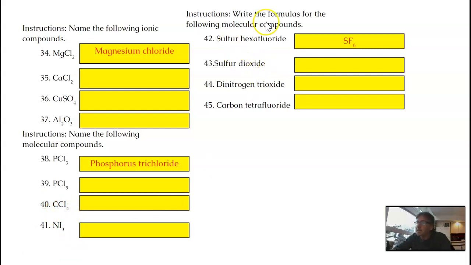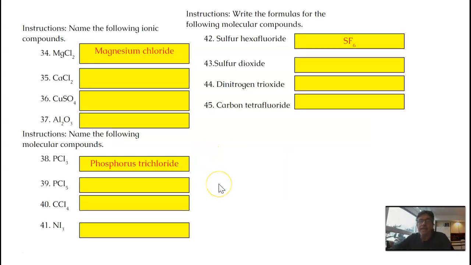And finally, let's try to do some formulas. Well, this doesn't look too bad. This just tells you how many to do. Carbon tetrafluoride would be CF4. What else? Hey, we're done. Okay, I hope that's a little bit of assistance with this particular assignment.